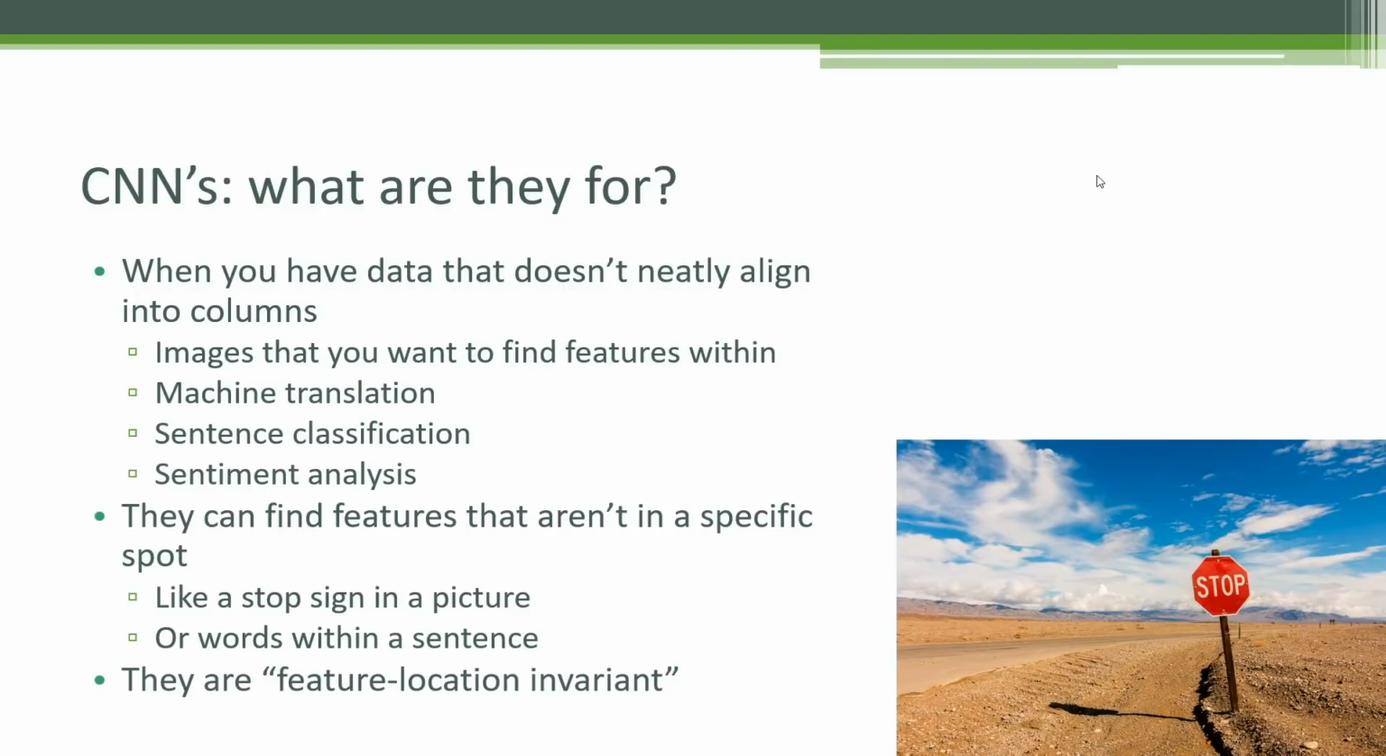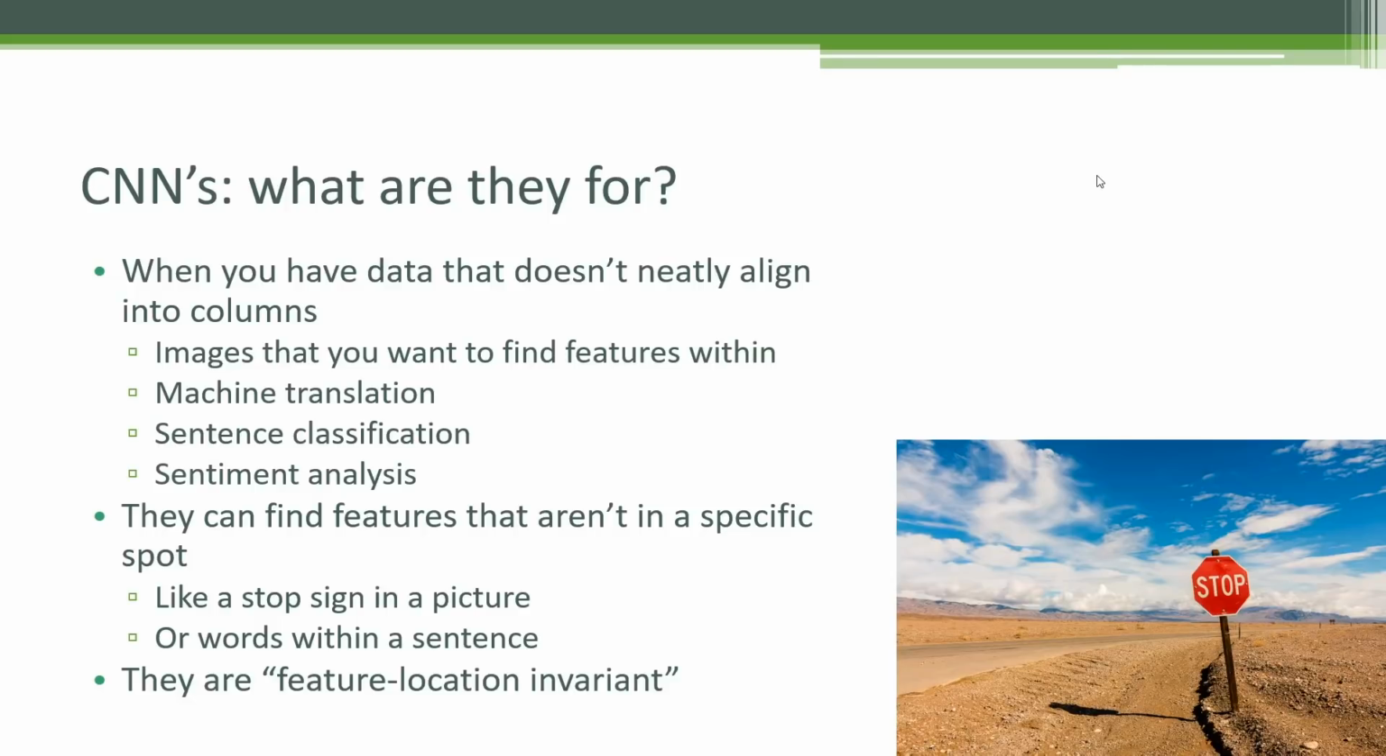Usually you hear about CNNs in the context of image analysis, and their whole point is to find things in your data that might not be exactly where you expect it to be. Technically, we call this feature location invariant. That means if you're looking for some pattern or feature in your data, but you don't know where exactly it might be, a CNN can scan your data and find those patterns for you wherever they might be. For example, in this picture, that stop sign could be anywhere in the image, and a CNN is able to find that stop sign no matter where it might be.